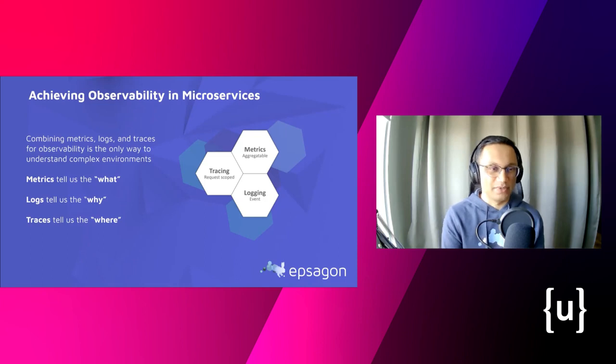So what exactly is observability? We can define observability as a culmination of three pillars: metrics, logs, and traces. Metrics essentially tell us what exactly is going on within an application or in the infrastructure. Logs tell us why something is happening, and traces tell us where exactly it is happening.